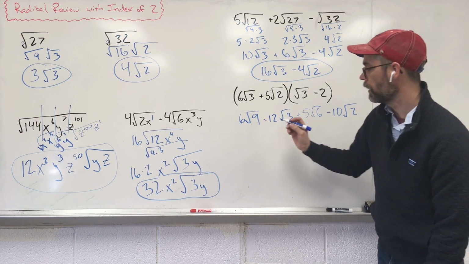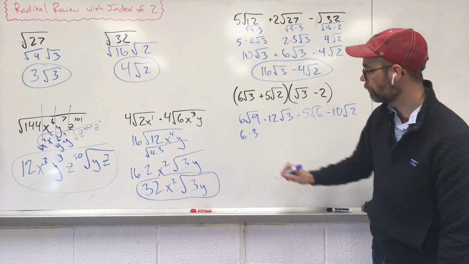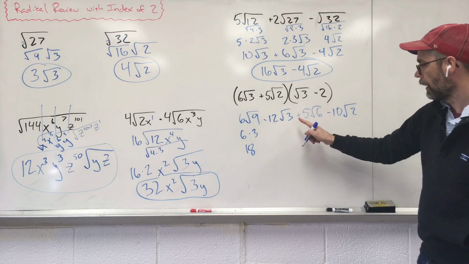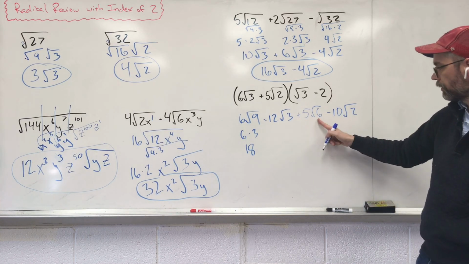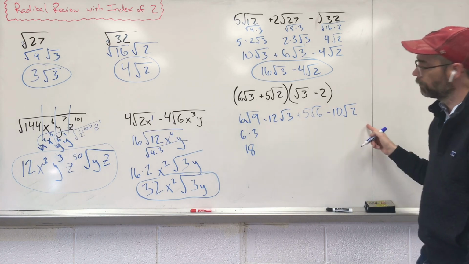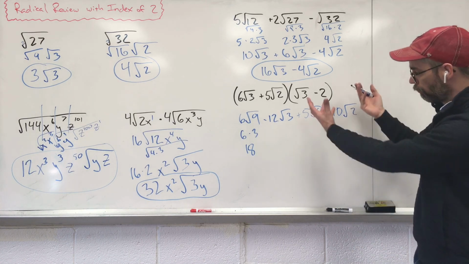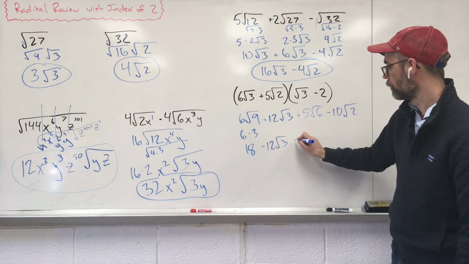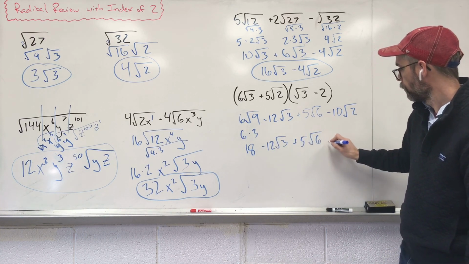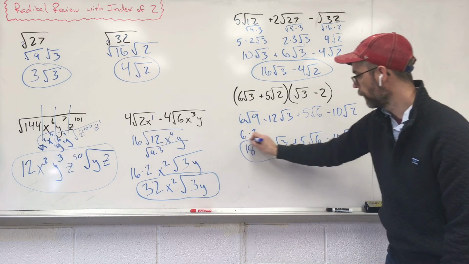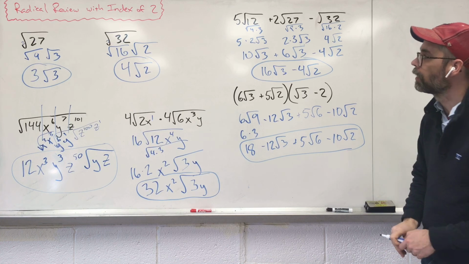Square root of 9 is 3, so I'm left with 6 times 3, which gives us 18. And can I break 3 up? No. Can I break 6 up? No. Can I break 2 up? No. Are any of these like terms? They are not. So let's just bring all 3 of them down. So it may be ugly looking, but there's nothing we can do here.